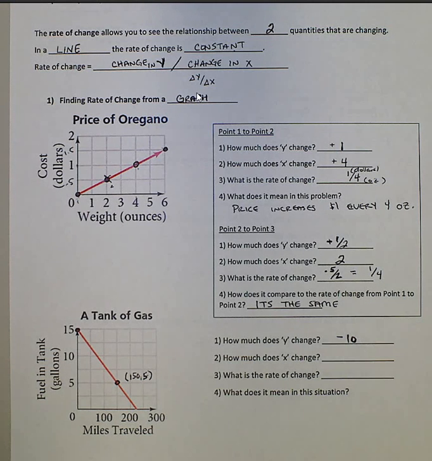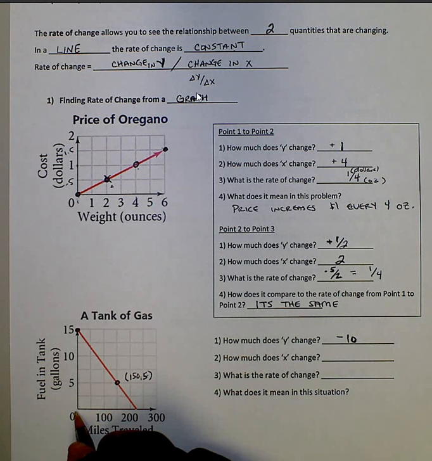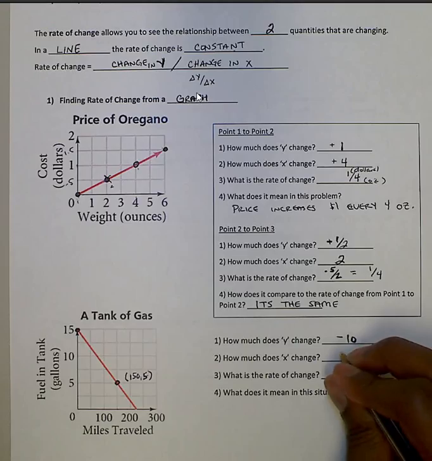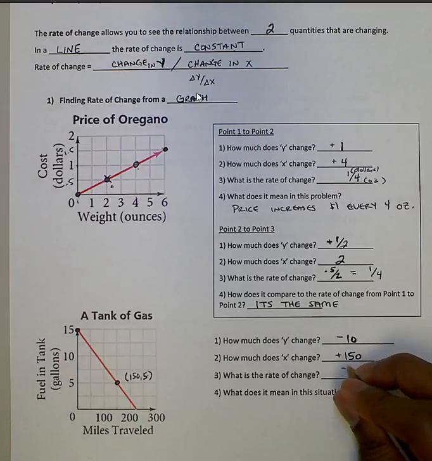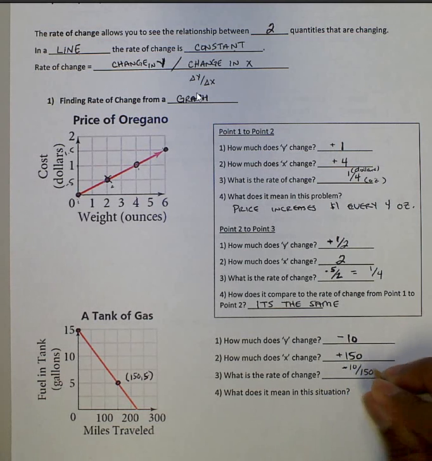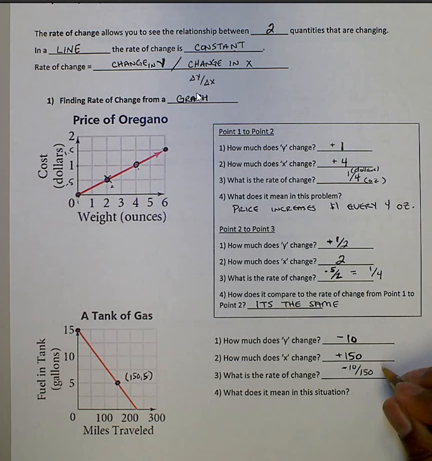Okay. How much does x change? Well, it goes from 0 to 150. So it goes up 150. And now what's the rate of change? Well, I'm going to put those numbers. Remember, change in y is -10. Change in x is 150. And I'm going to simplify that. I always want to make sure my fractions are simplified. That's -1 over 15.